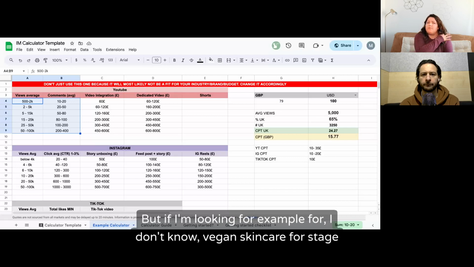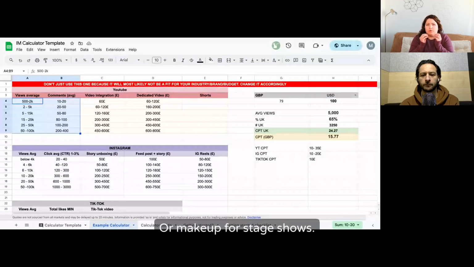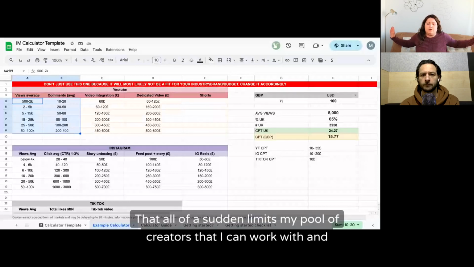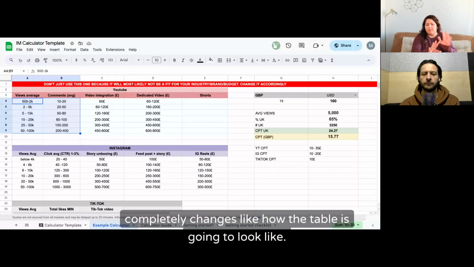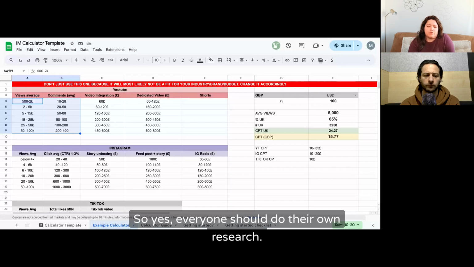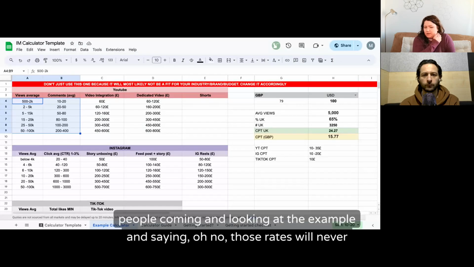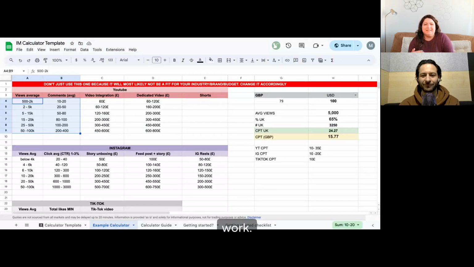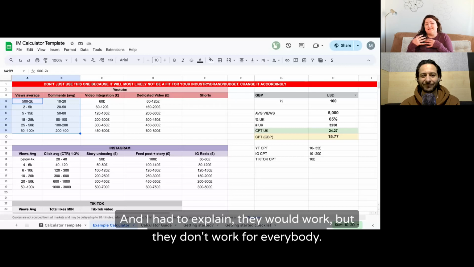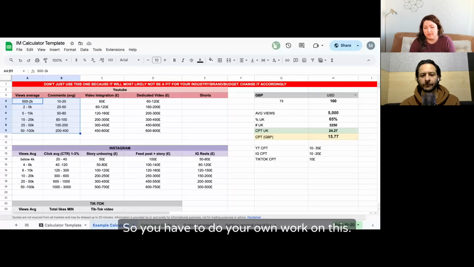But if I'm looking, for example, for vegan skincare for stage shows, right? Makeup for stage shows, that all of a sudden limits my pool of creators that I can work with and completely changes how the table is going to look. So yes, everyone should do their own research. That's why I included a guide in there, because when I posted this, I had a lot of people looking at the example and saying, "Oh no, those rates would never work." And I had to explain they would work, but they don't work for everybody. So you have to do your own work on this.